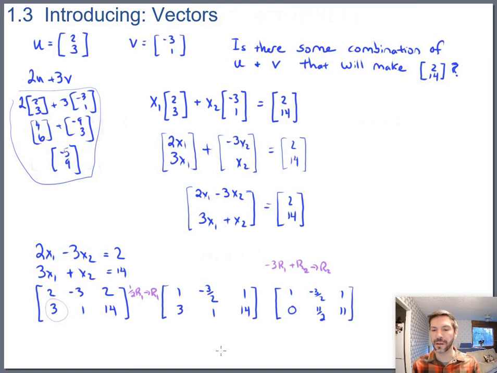Okay. Not too bad. This is already row echelon form. I've got that 0 in that one spot. And we could probably just figure out our x1 and x2 from here. But let's go ahead and keep going. It's not too bad to get this one into reduced row echelon form. So let's put a 1 where the 11/2 is. So that'll just multiply that second row by 2/11ths.